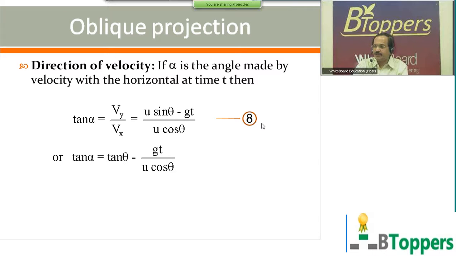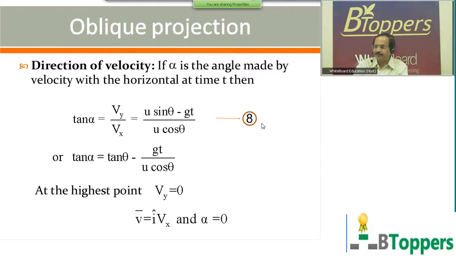You can divide each term separately by the denominator u cos theta. u sin theta by u cos theta becomes tan theta. So you can also write the same equation as tan alpha equal to tan theta minus gt by u cos theta. If you want to copy the notes, take a pause and copy the notes.